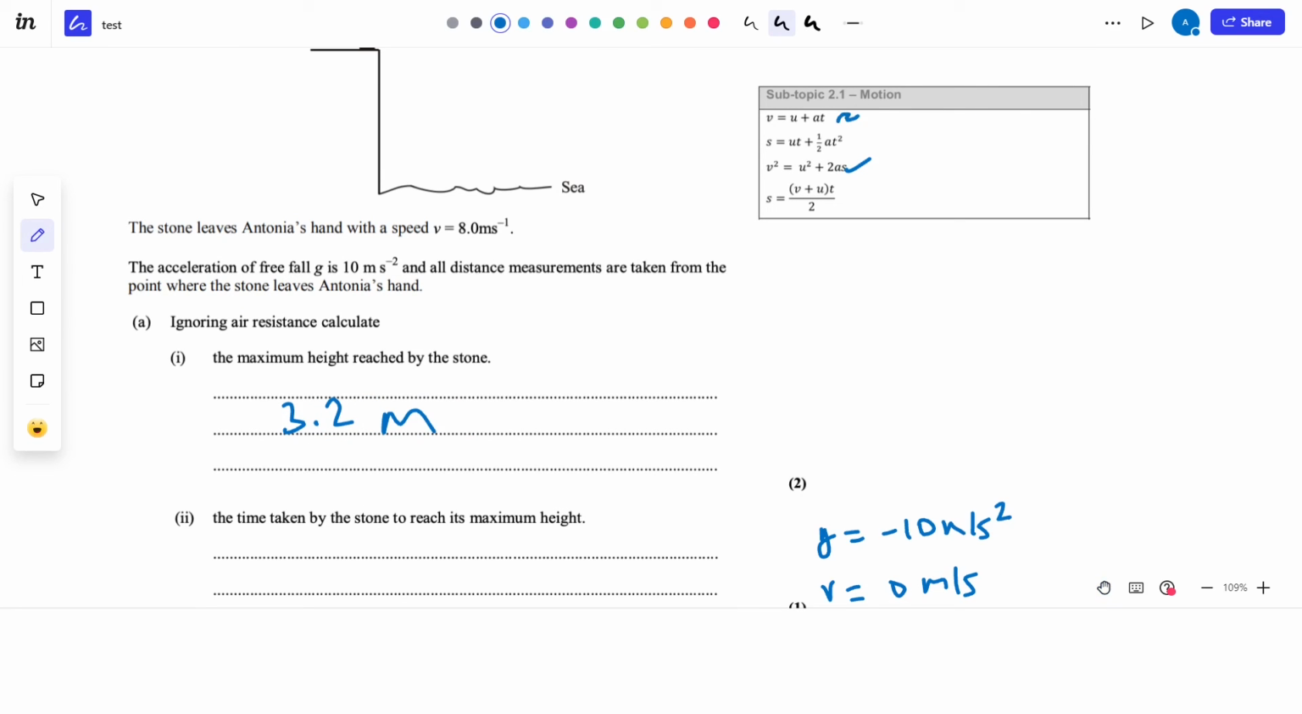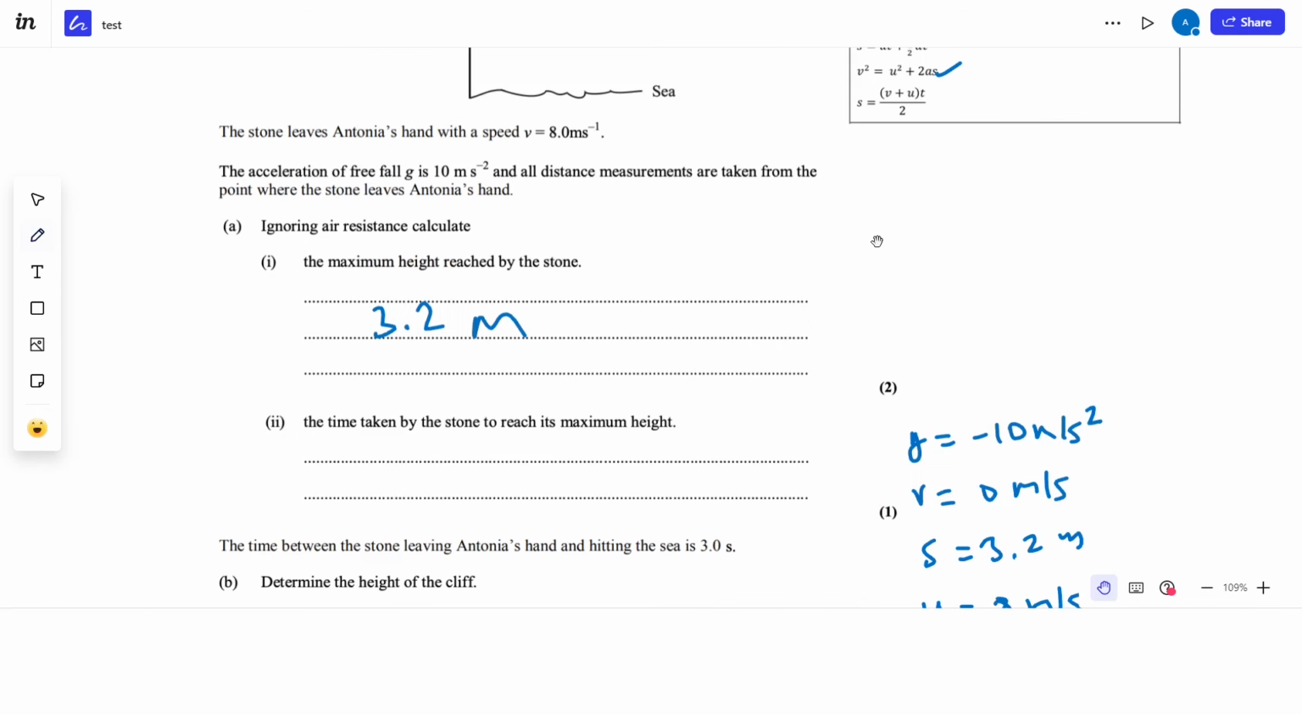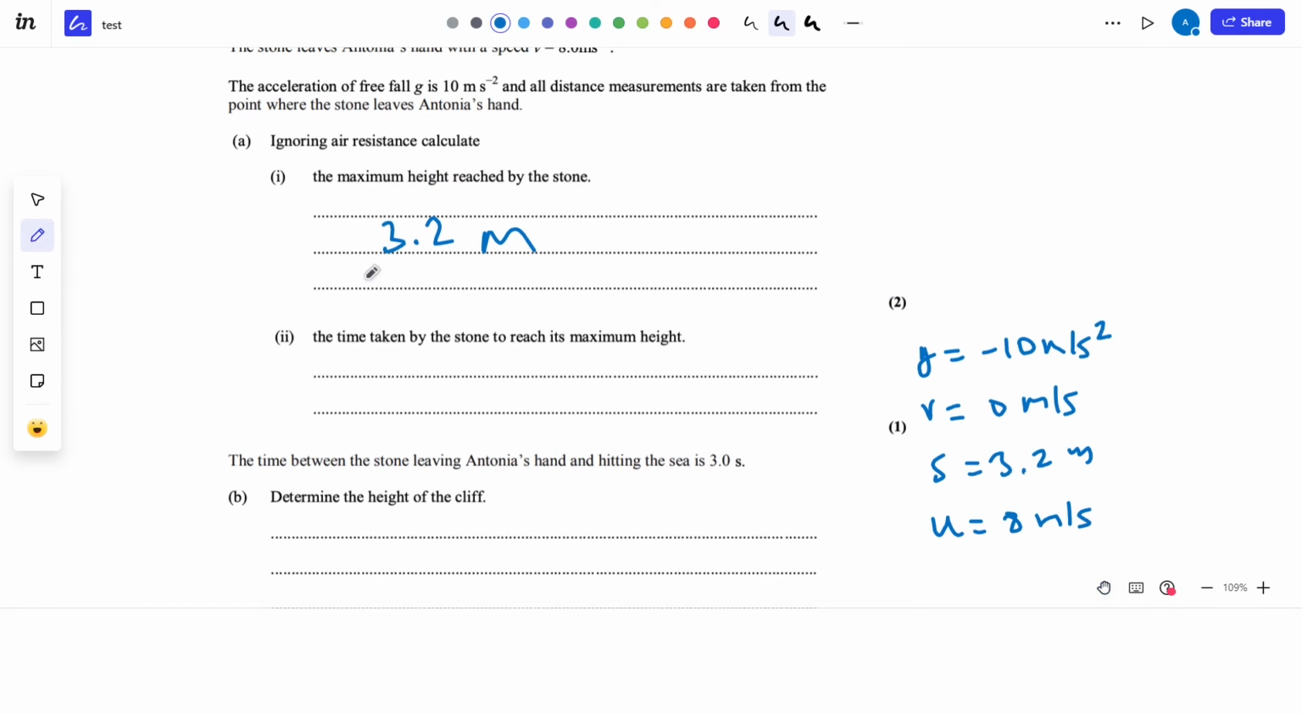And the most suitable one seems the first one, v equals u plus at. So if we go ahead and plug in the values, v equals u plus at, in this case it would be minus gt, so 0 is equal to 8 minus 10t. And now if we rearrange this, we get t is equal to 0.8 seconds.